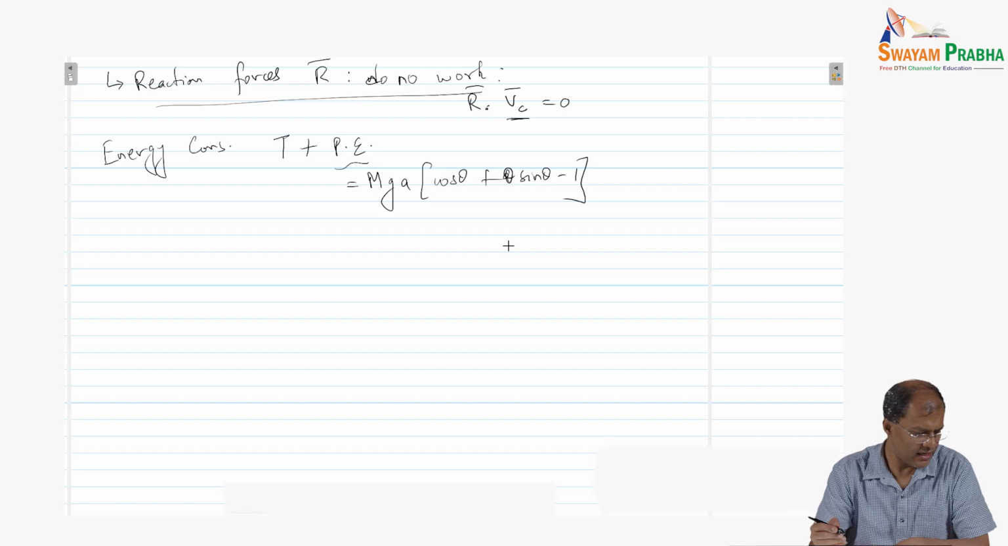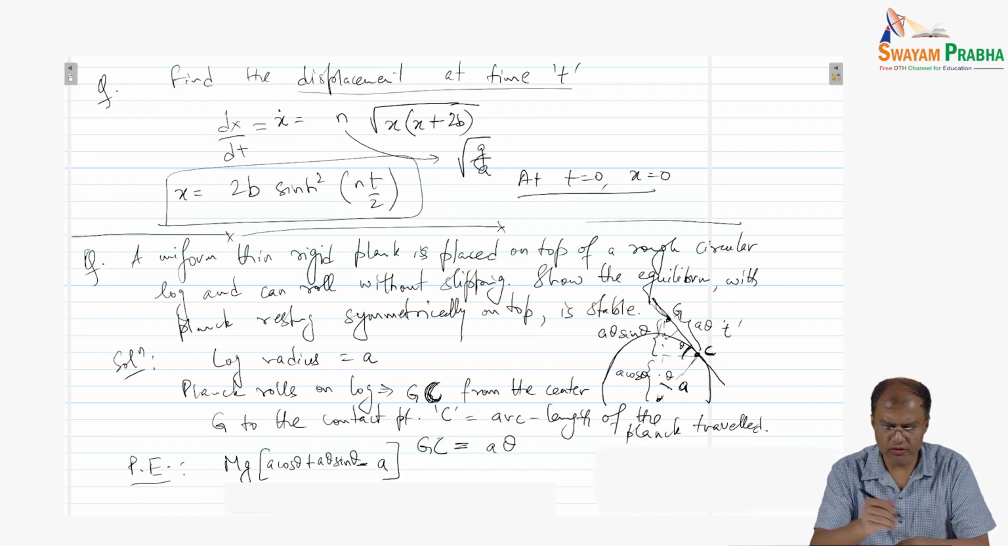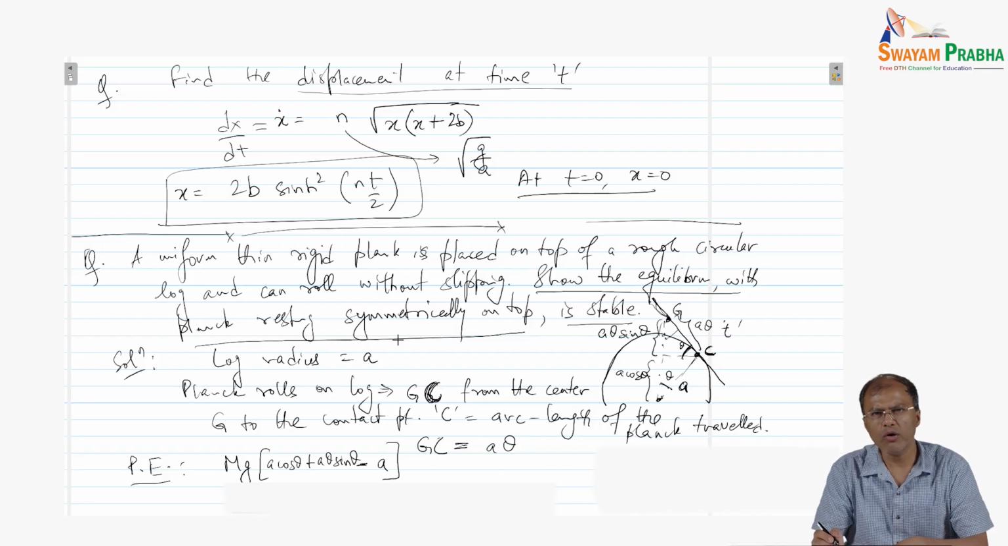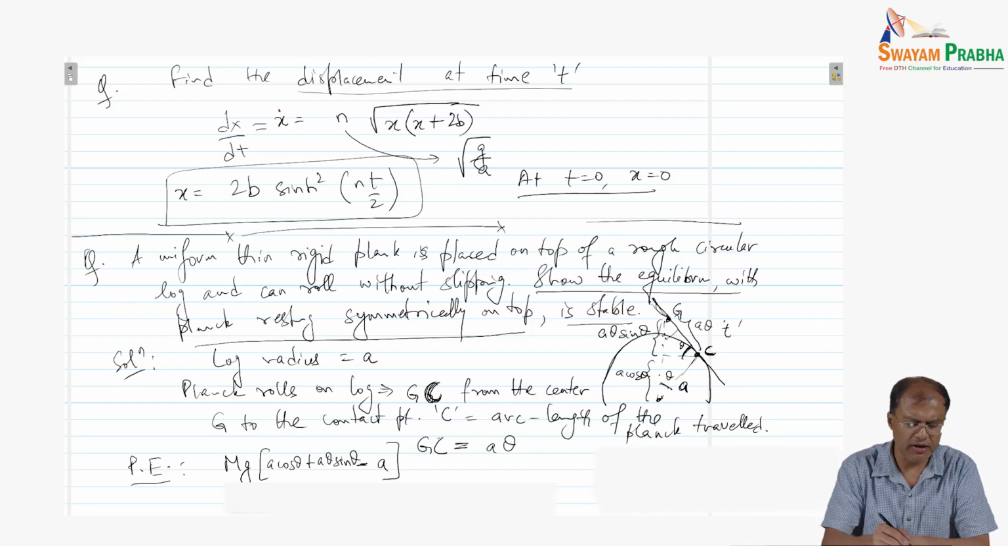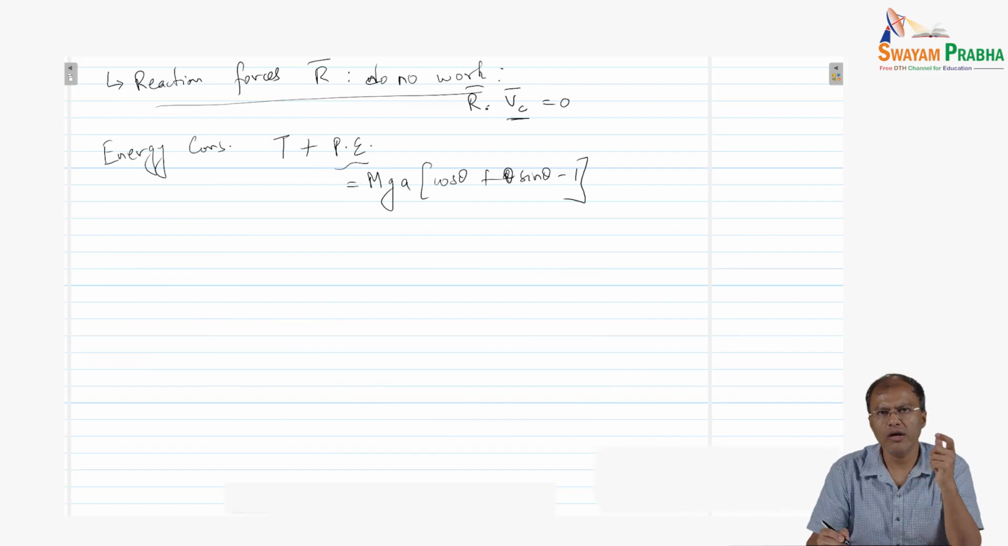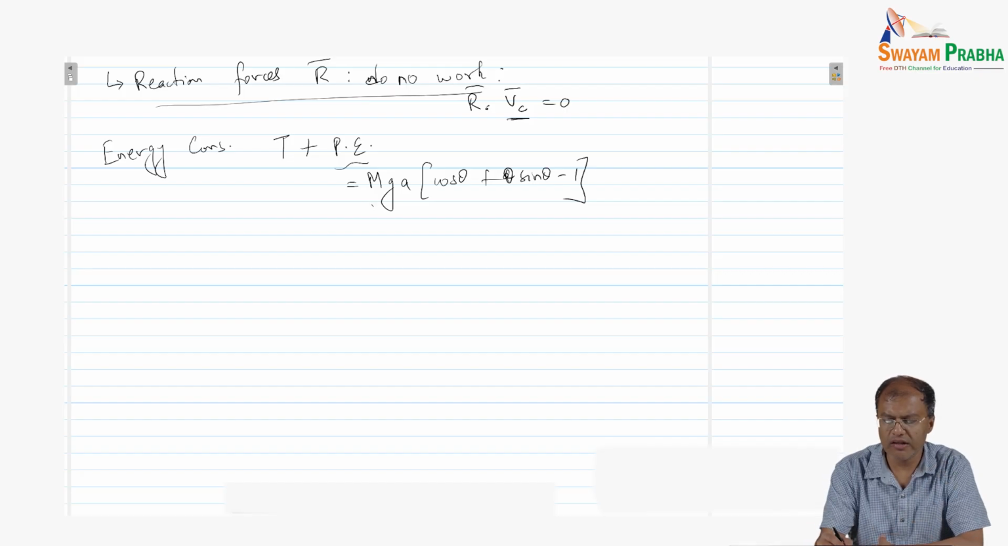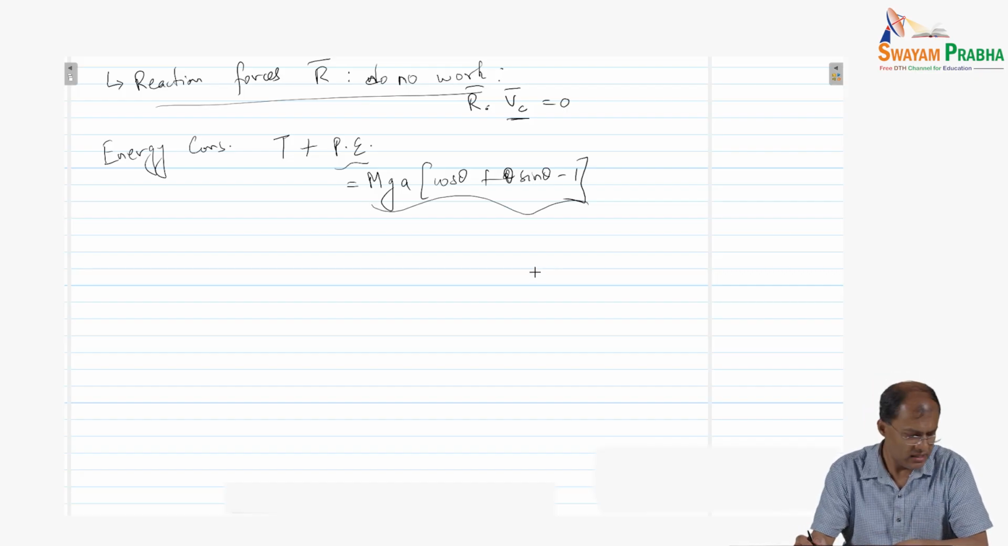well, I can write down, well, what is the problem? What is the problem asking? The problem is asking, show that the equilibrium with the plank resting symmetrically on the top is a stable equilibrium, right? So we don't exactly need to find the kinetic energy. Why? Because if you recall some of our previous results in previous modules, we mentioned that the stable equilibrium is the one when the potential energy is minimum, right? So all we need to find is the minima of the potential energy, right?